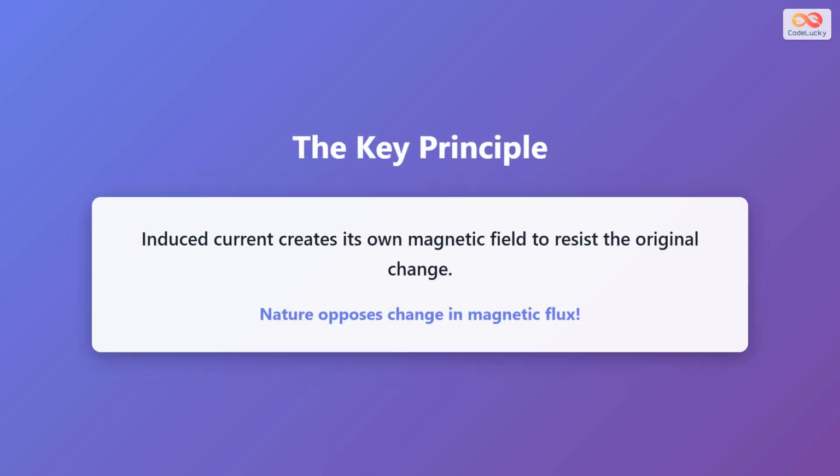The key principle behind Lenz's law is simple yet powerful. The induced current creates its own magnetic field to resist the original change. Think of it like this: nature opposes change in magnetic flux. It's similar to inertia in mechanics, where objects resist changes in their motion. Here, electromagnetic systems resist changes in their magnetic environment.